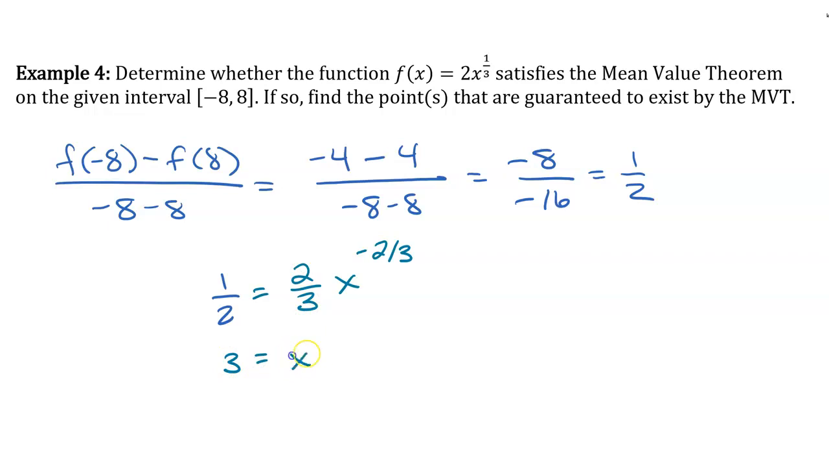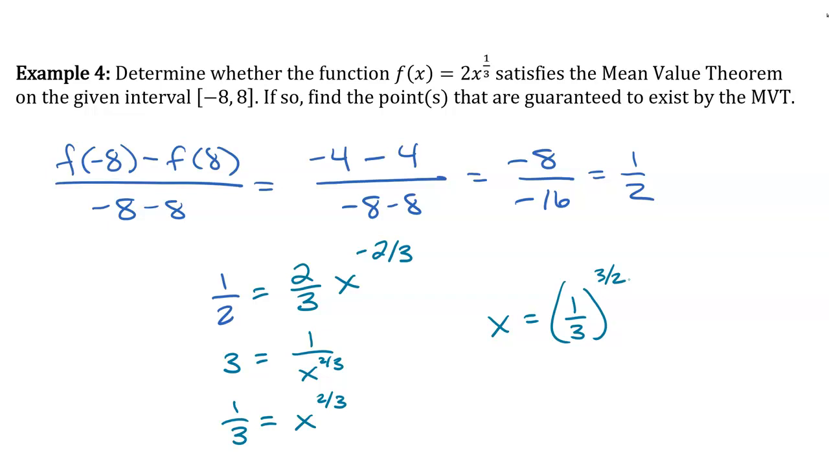3 x to the negative 2/3. Well, that'd be 1 over, so that would give me 1/3 x to the 2/3. There we go. So x would be 1/3 to the 3/2 power. Which doesn't really work well.